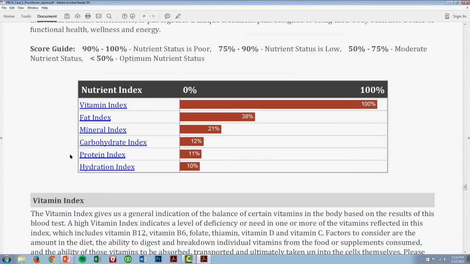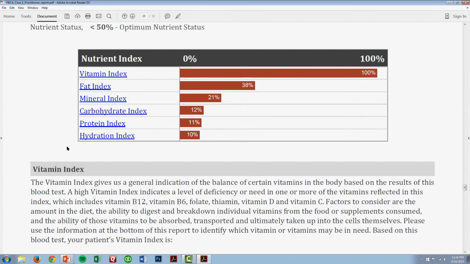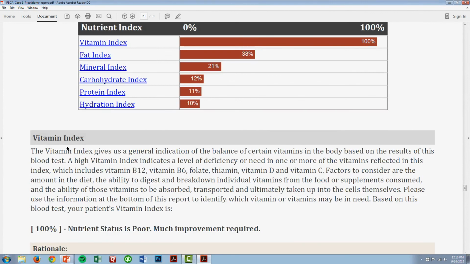And then the nutrient indices. So there's definitely something going on in the vitamins area. He's got 100% likelihood of dysfunction in that area. And then all the others appear to be kind of within the normal range. The fat index is probably because that cholesterol was a little bit elevated and the triglycerides were a little bit low.